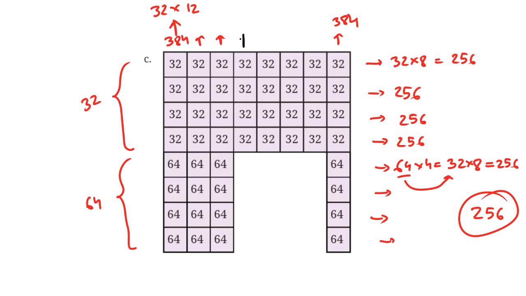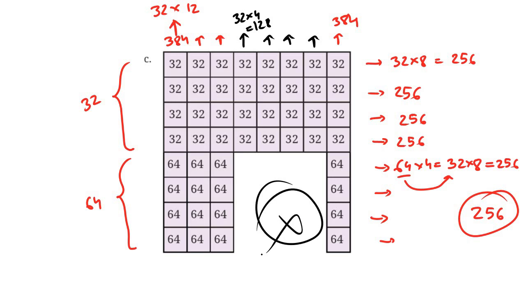but on this side it will be different. Why? Because it will be 32 into just 4, okay. And how much is this? 32 into 4 is basically 64 into 2, that is 128. So 128, again 128, again 128. So you see, this is the number pattern. Here everywhere it is 256, and here there is a variation because of this gap in numbers, okay.